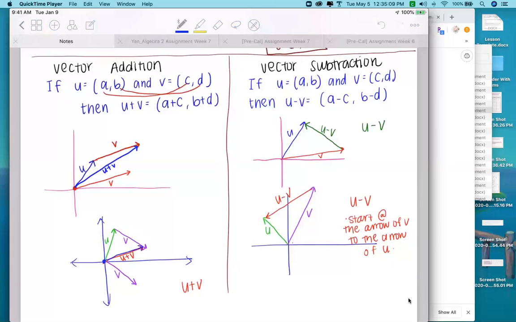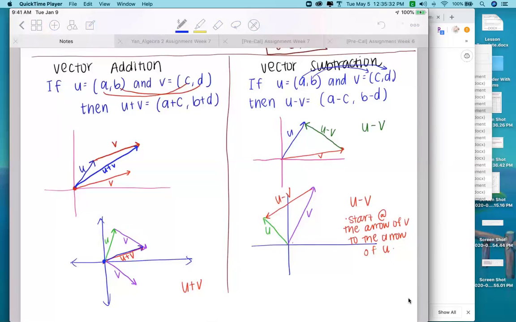And then for vector subtraction, it's really just the same thing. You take your first minus your second number: A minus C, and B minus D. That's the computation way, that's how you do it.